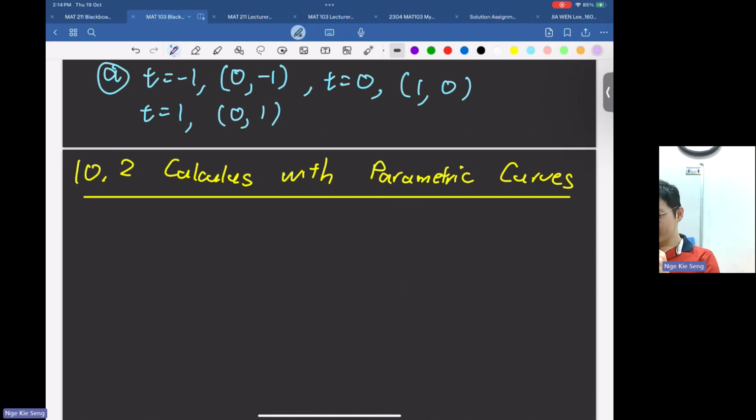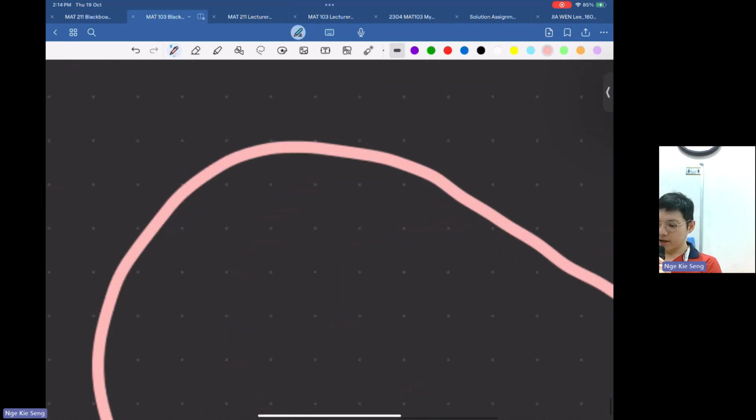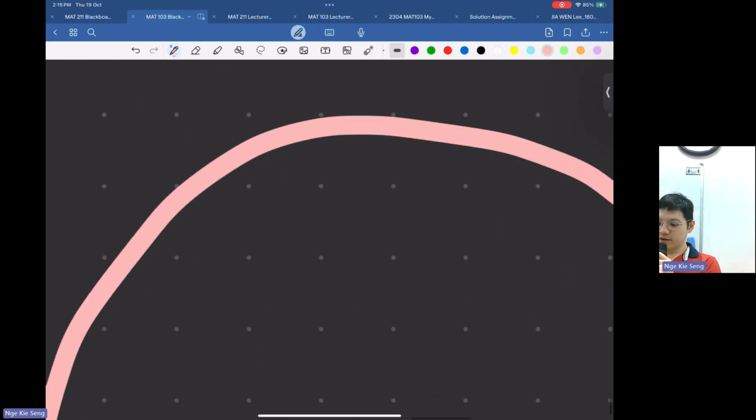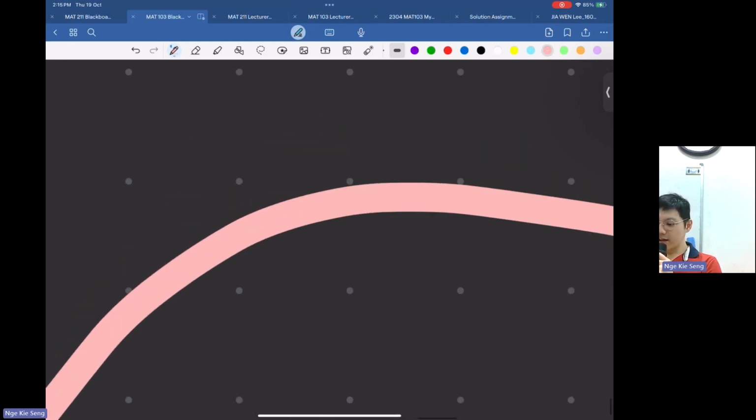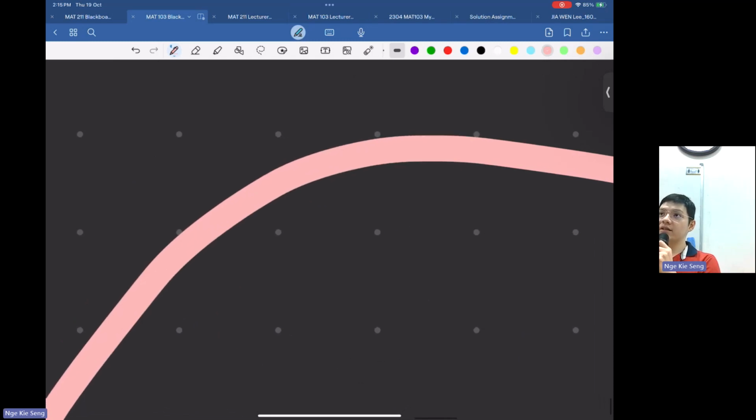Okay, sure. Calculus here actually means the infinitesimal study, the infinitesimal study of parametric curves. For example, I have a plane curve. How do I study this curve? I zoom in to a part, then zoom in further. If I zoom in far enough, you could really just see a straight line.